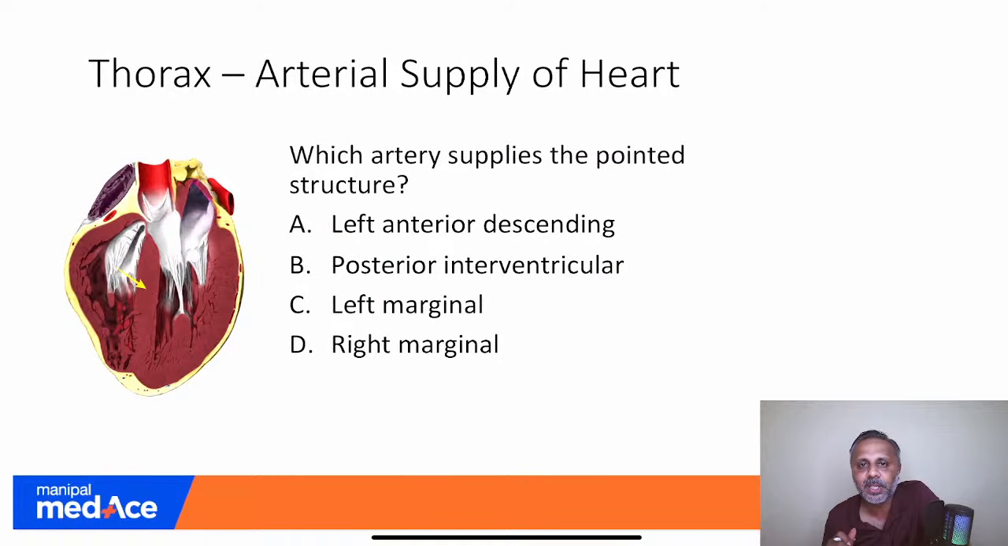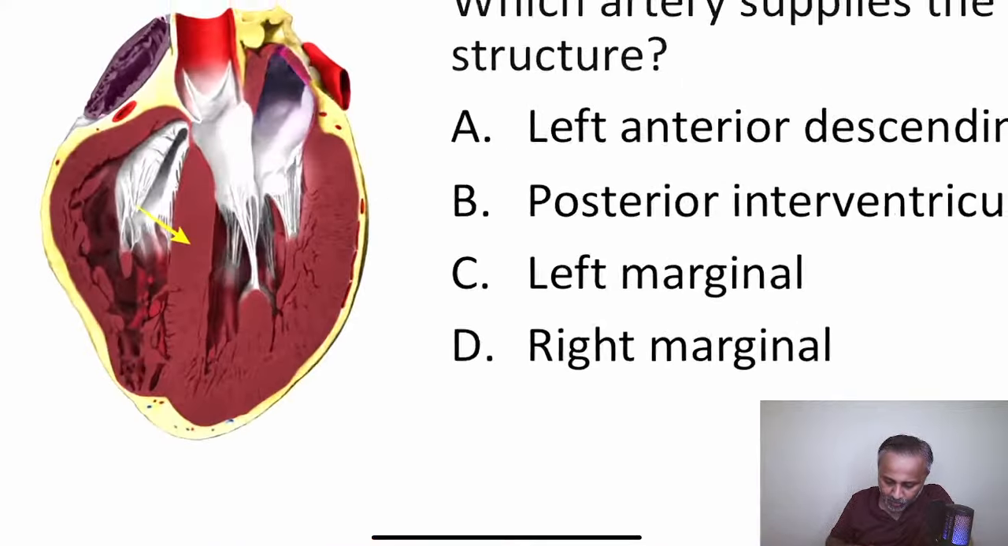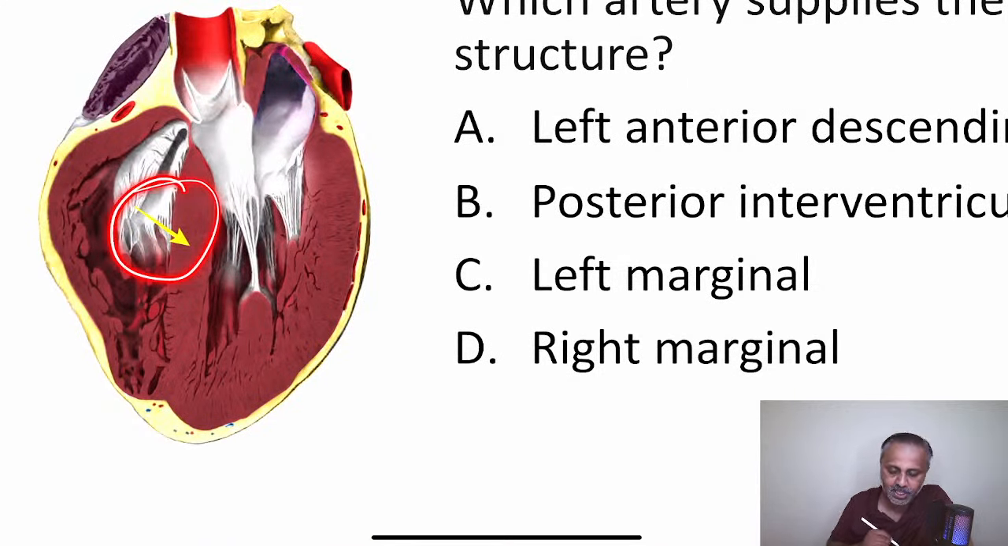One was with respect to the arterial supply of the heart. Again, one of the favorite topics of your examiners, let it be your university exam or entrance exam. What was asked was which artery supplies the pointed structure. Now let's see what the pointed structure is. So this is the pointed structure.